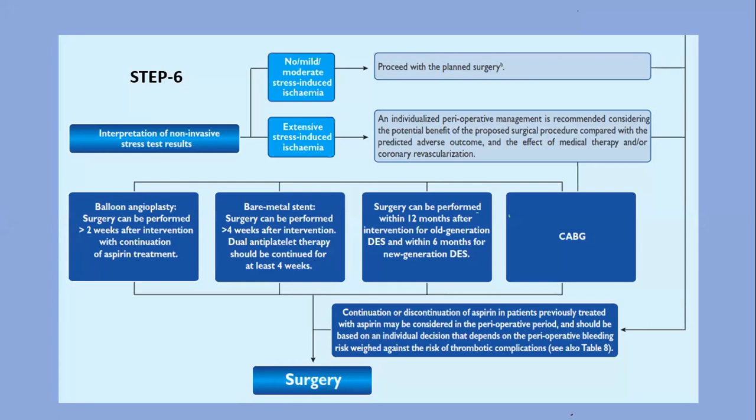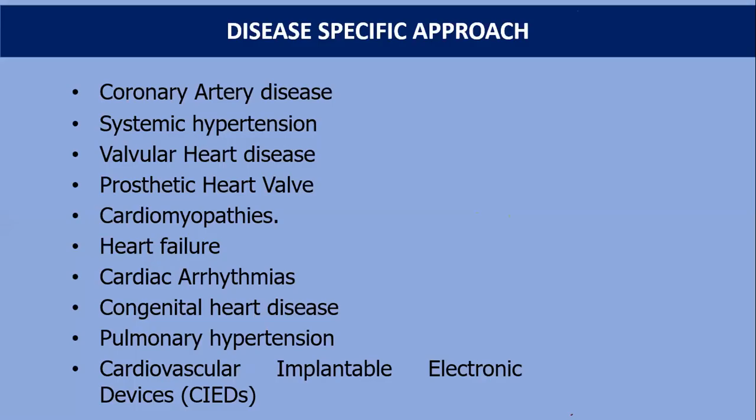You can do the surgery after 2 weeks. You can do bare metal stent implantation if there is a coronary blockage, and you can do the surgery after 4 weeks or 30 days. If the surgery is elective, you can delay the surgery. You can do a drug-eluting stent implantation in certain cases, if the patient is meant to have a surgical procedure. So these are the stepwise approach.